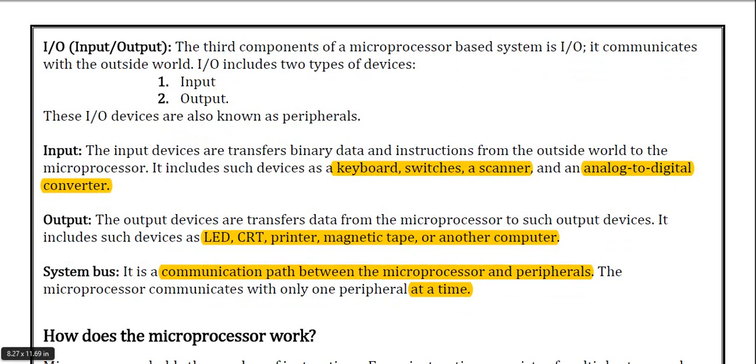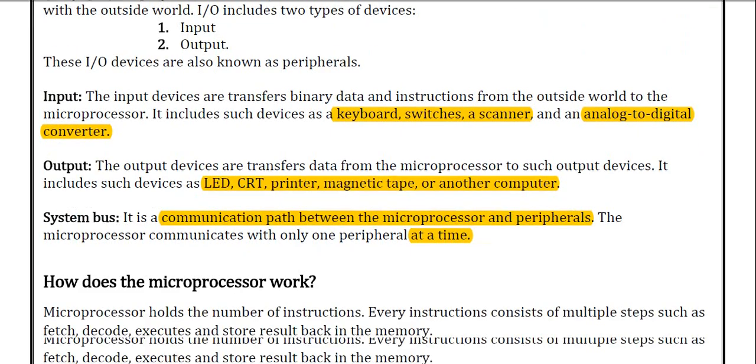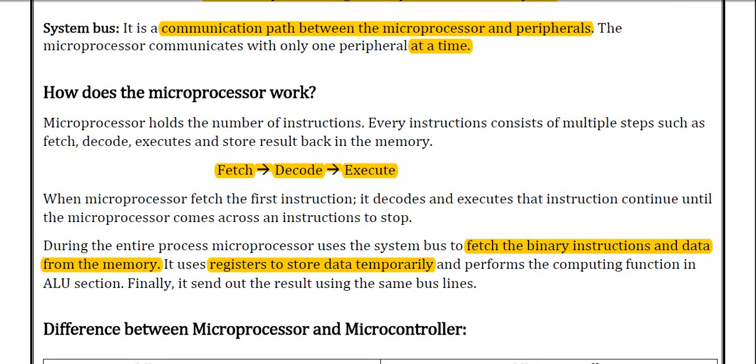Now the system bus. It is the communication path between the microprocessor and the peripherals. How does the microprocessor work? First, it fetches the data, then decodes it, and then executes it. Fetching is to get the data, and decoding means to separate the data and generate the original data from how it was encoded. Then executing the instruction is the execution section. So the first section is fetching, then decoding, and lastly executing.